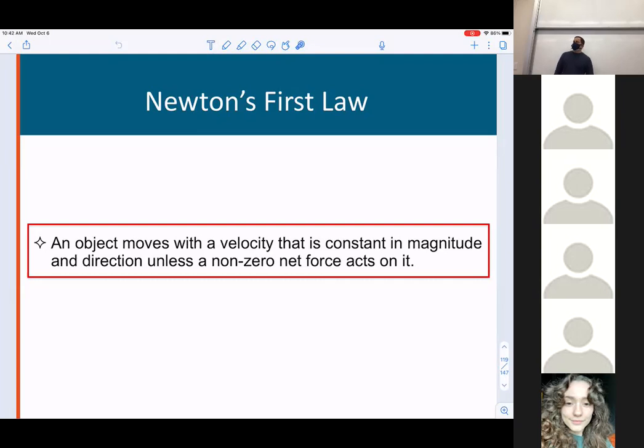All right, so here is Newton's first law. And again, it is a law, meaning that there is no proof for it. It is simply declared as a postulate of the theory. You go test it as much as you can. And then if it checks out, then the hypothesis gets elevated to a law, and then you work out its consequences. So the first law says that an object moves with a velocity that is constant in magnitude and direction unless a non-zero net force acts on it.